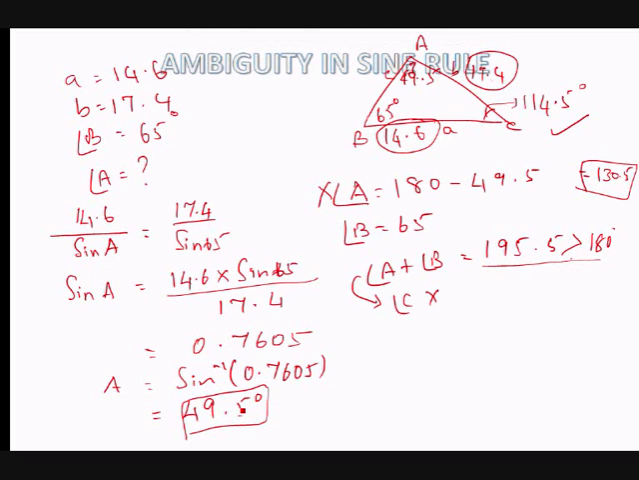Therefore, we have ambiguity in sine rule. Sine rule cannot be relied on completely. When two sides and a non-included angle are given, then we have to be very careful and we have to think twice before we give the answer.